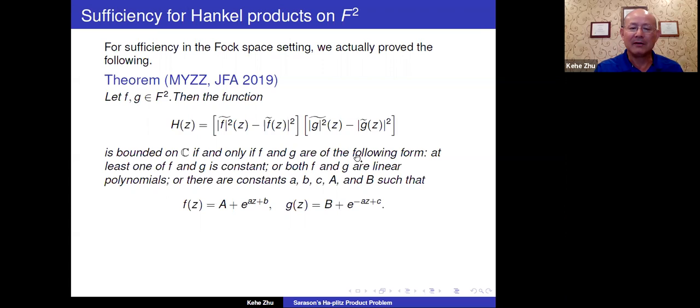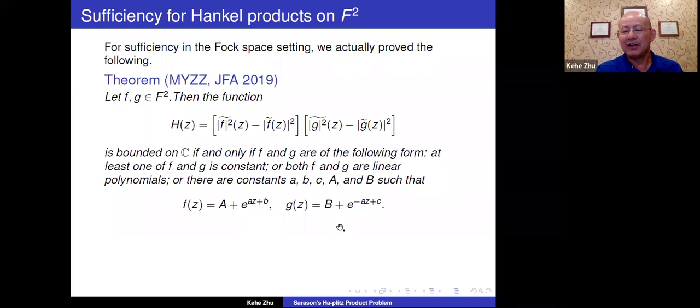There's a trivial case. If one of f and g is constant, then the corresponding factor will be zero. For example, if f is constant, this will be zero. So that's the trivial part. If one of f and g is constant, this is of course going to be bounded because it's identically zero. There is a semi-trivial case, when both f and g are linear polynomials, az plus b. If both of them are linear polynomials, then it turns out each factor over here will be a constant. That's the semi-trivial case. And then the third case is the non-trivial case, when f is something like this and g is something like this.